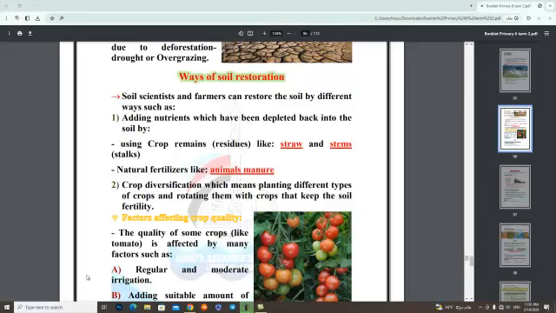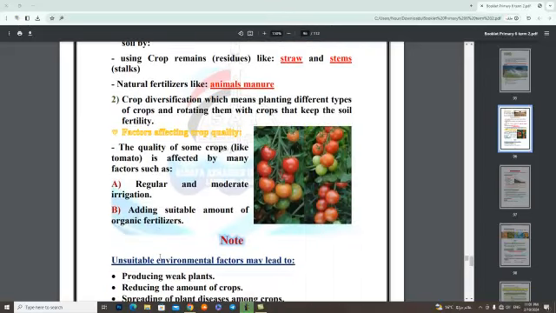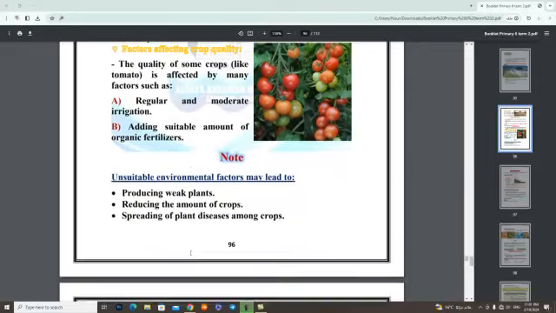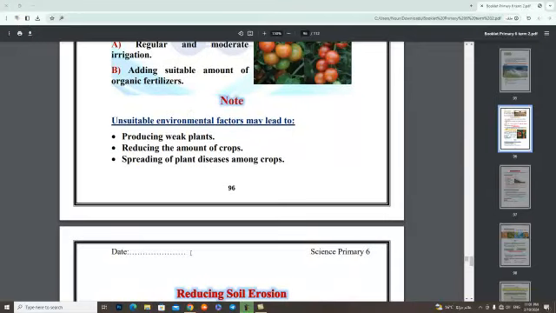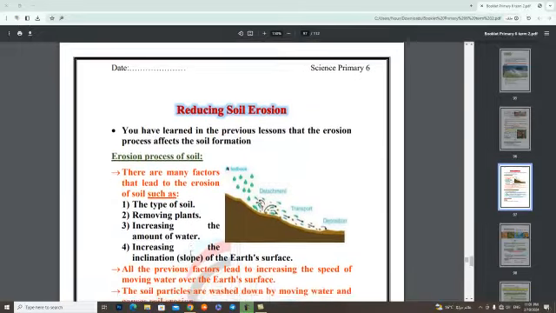Factors affecting crop quality. The quality of some crops like tomato is affected by many factors such as regular and moderate irrigation, and adding a suitable amount of organic fertilizers. Note, unsuitable environmental factors may lead to producing weak plants, reducing the amount of crops, and spreading of plant diseases among the crops. But what about reducing soil erosion?